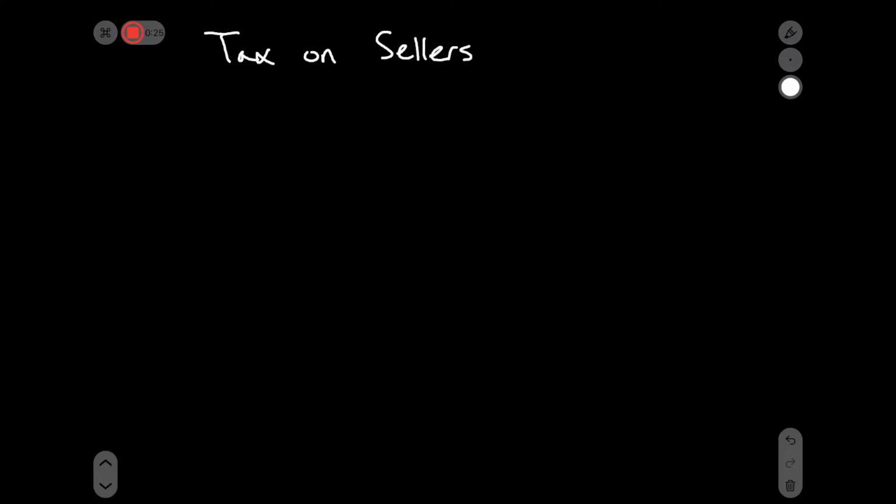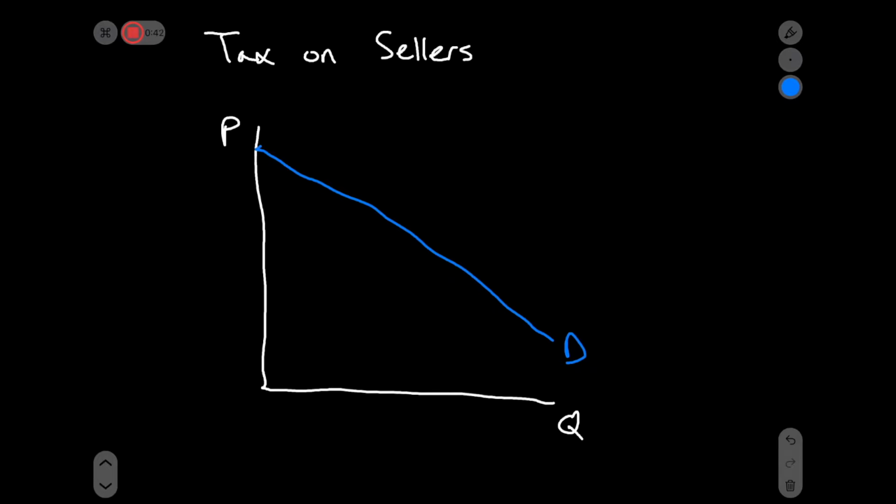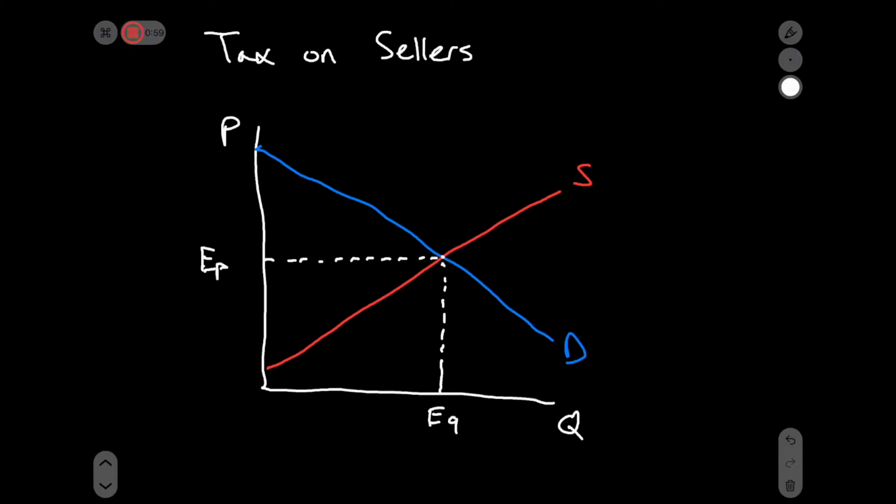So the first thing we want to do is draw out a graph with price on the y-axis and quantity on the x-axis, and we'll be using linear functions for demand and supply. Suppose that I've got some demand function here and some supply function here. And initially, we've got a free market outcome with an equilibrium price and an equilibrium quantity.